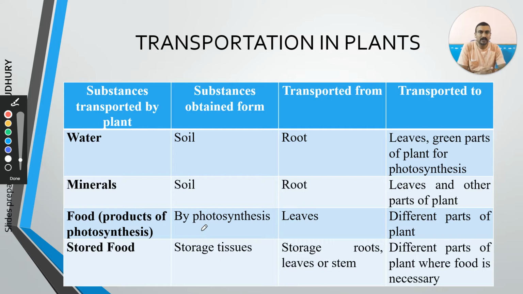Not only is it transported to the living tissues for utilization, but a major amount of food is also kept stored. There are various storage tissues where the food may be stored. Whenever photosynthesis is not going on, food may be transferred from those storage tissues. It can be storage roots, leaves or stem, etc. And from there it will be transported again to the different living parts of the plant.